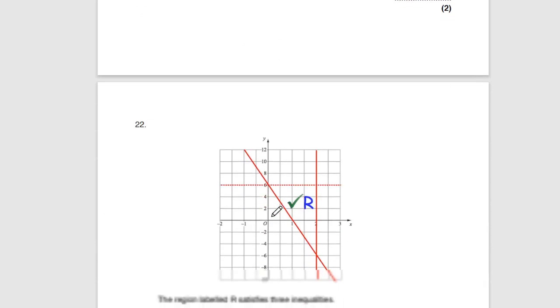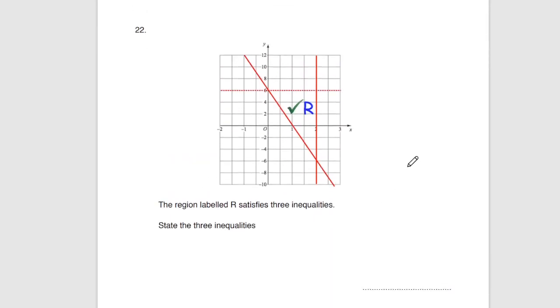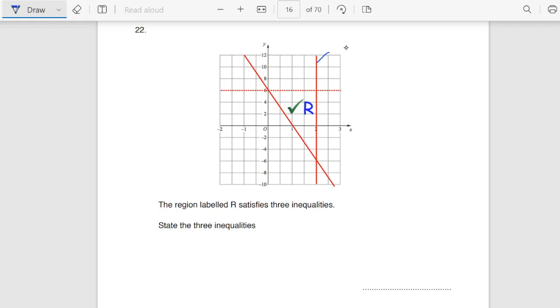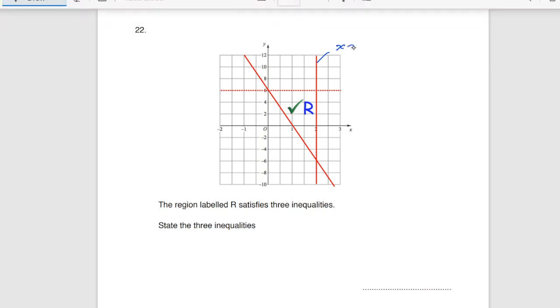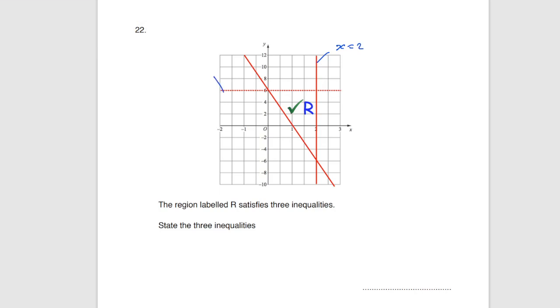Okay, question 22 then. The region labelled R satisfies 3 inequalities. State the 3 inequalities. So I need to work out the equation of the 3 lines. The equation of this line would be x is equal to 2. The equation of this line here would be y is equal to 6. We've got a dashed line here that I'll talk about when we get to it.